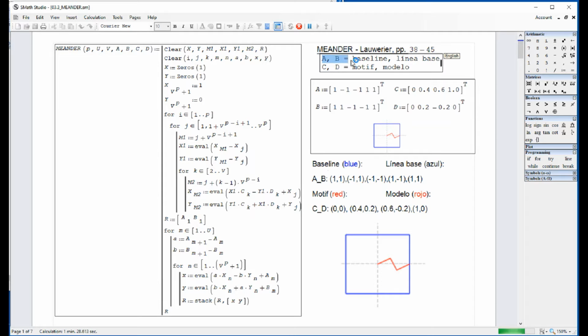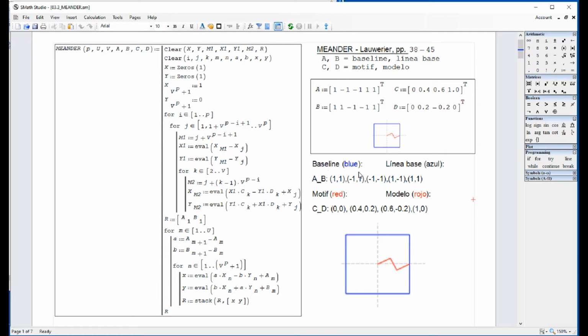A baseline in the program will be defined by two vectors that are called A and B, and then vectors C and D will define what is called the motif. For example, if I use this A and B and this C and D, the baseline, which is the blue curve in here, actually represents the coordinates x and y of the points that limit the baseline. The baseline in this case is a rectangle. And so we start at point 1, 1, which will be right in this corner, then minus 1, 1, minus 1, minus 1, 1, minus 1, and back to 1, 1 to complete that baseline.